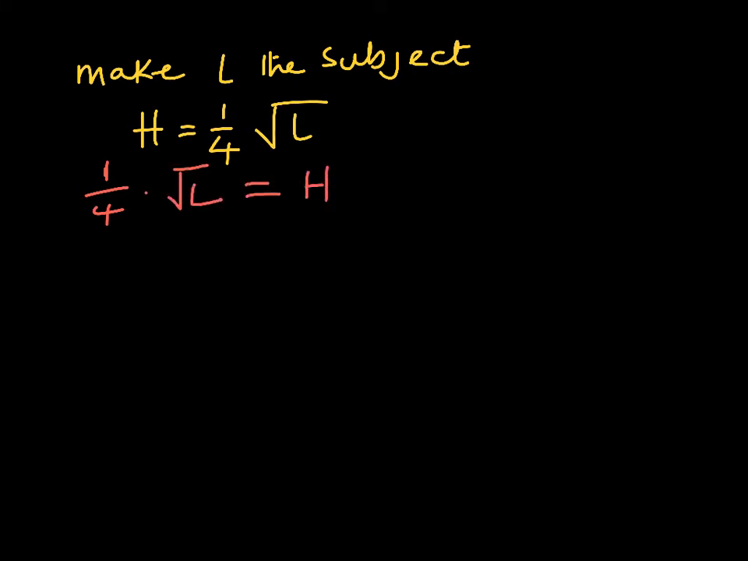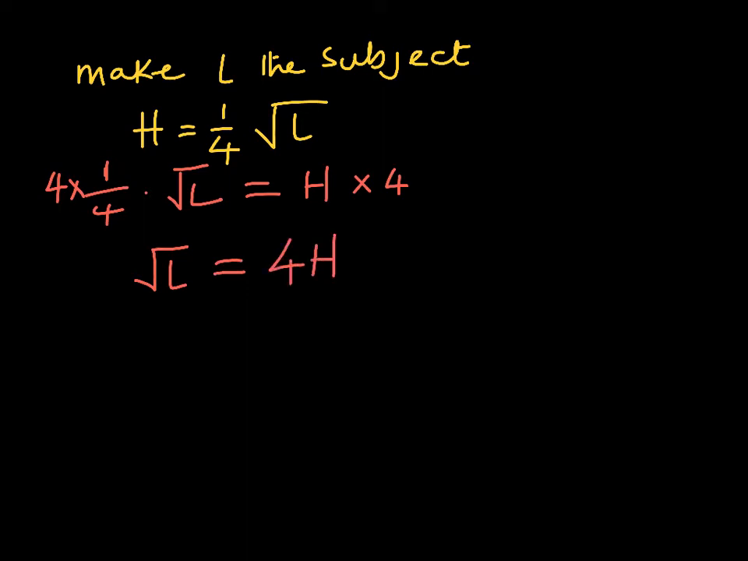The first thing we want to take care of is to eliminate the fraction on this side. To eliminate it, we're going to multiply it by its reciprocal. So that's multiplied by 4. If we do that, that leaves us with root L. And remember you want to multiply this side also by 4. Root L is equal to 4h.